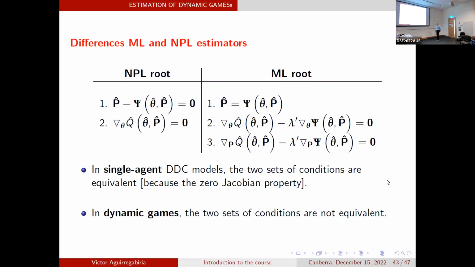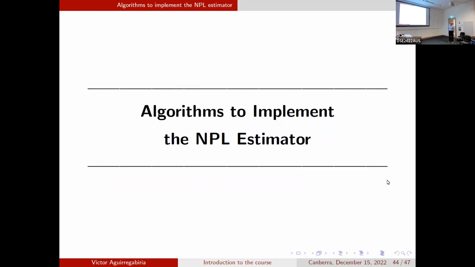Of course, there is a loss of asymptotic efficiency relative to the maximum likelihood estimator. The argument here in the case of single agent is that we are getting the maximum likelihood estimator with a lower computational cost, but we are not losing efficiency at all. Here, there is a trade-off. There is a loss of efficiency with the benefit of a lower computation, or at least the potential benefit.